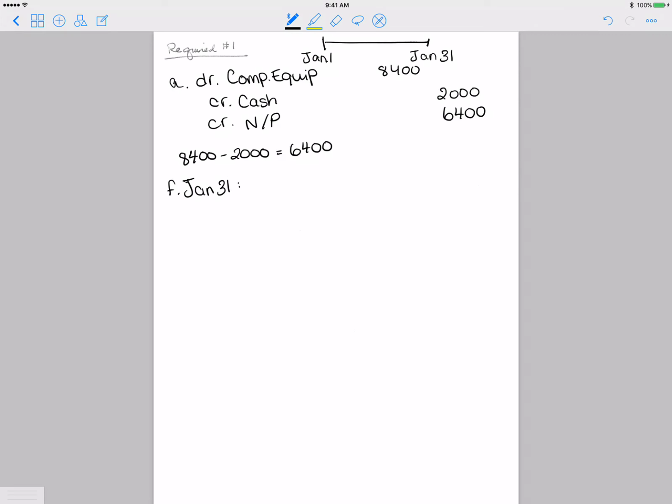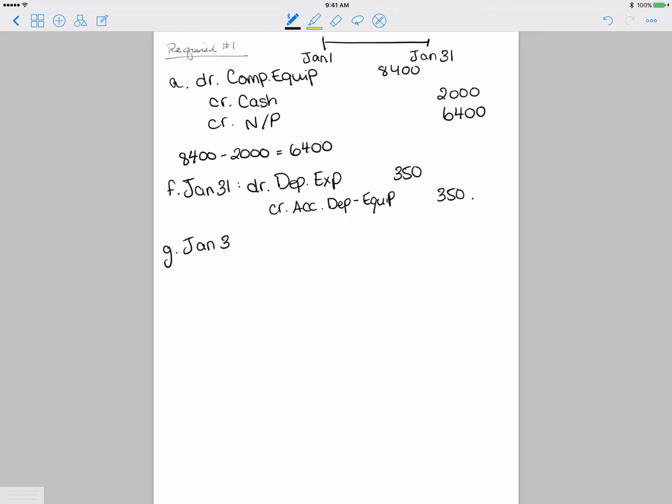We write in the date. And now we can debit. We are going to start with depreciation expense, which we know was $350 for the month. And we can credit accumulated depreciation for equipment of, again, $350.